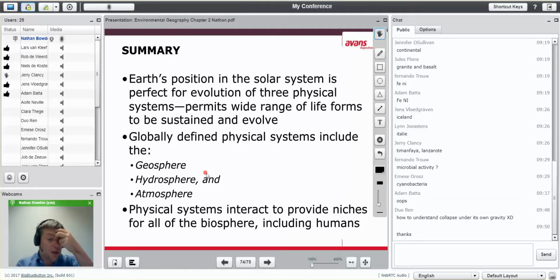The physical systems are the geosphere, the hydrosphere, and the atmosphere. We do not consider the biosphere, which is the fourth, a physical system because a lot of that system moves around on its own. We're not dependent on a lot of physical processes. The physical systems interact to provide niches for the biosphere, including humans.